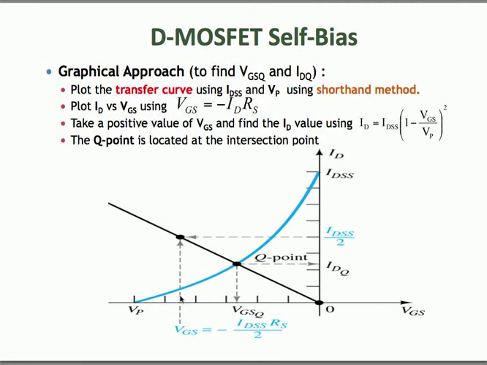The first step is that you plot the transfer curve of the D-MOSFET using the shorthand method, and then you plot your load line, which in this case for the self-biased circuit is VGS equals minus IDRS. So this black line here is your load line. The intersection between your load line and your transfer curve gives you your Q point. Also take note that for a D-MOSFET, because the value of VGS can be positive, in order to find the value when you apply a positive gate voltage, you can use the Shockley equation to plot that out.